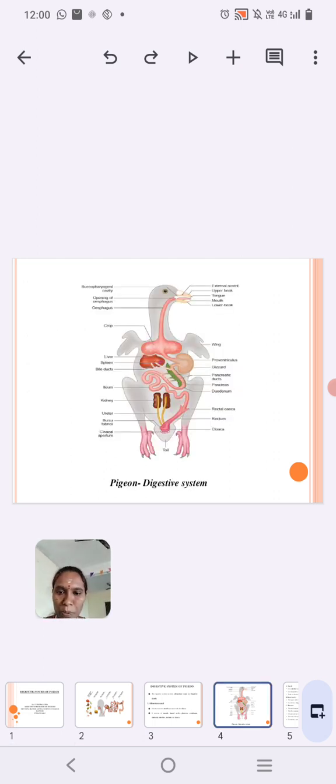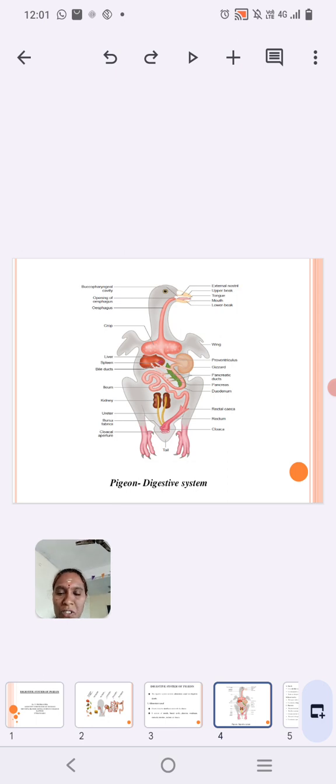Again, I am discussing the digestive system of pigeon. It consists of two main systems. First one is the alimentary canal system. Second one is the digestive glands. Alimentary canal system starts from the mouth and ends with the anus region. Like that, mouth, buccal cavity, pharynx, esophagus, small intestine and large intestine, rectum and cloaca region. These are the alimentary canal pathway.